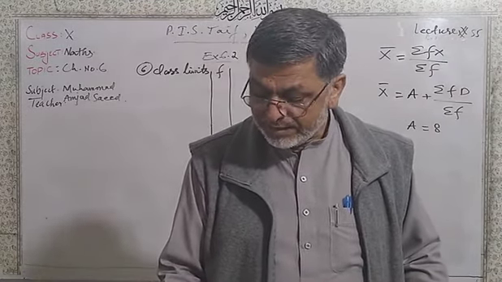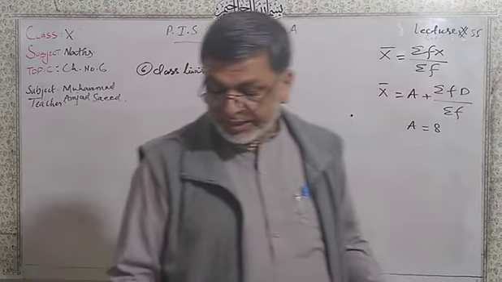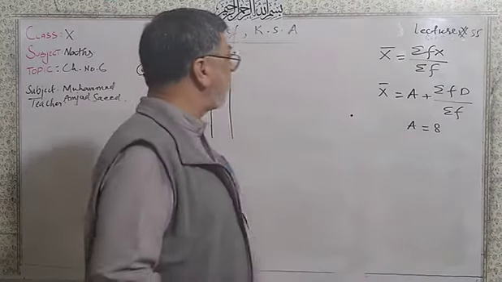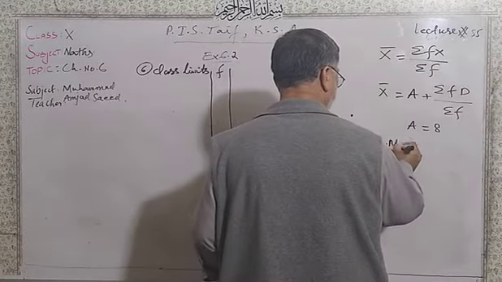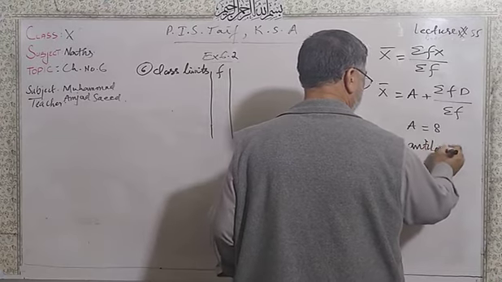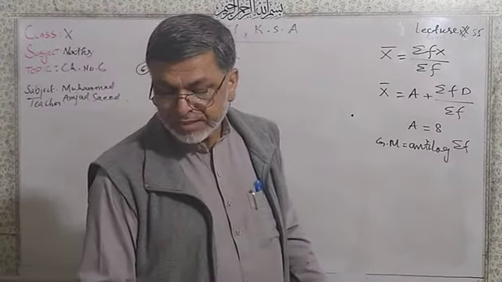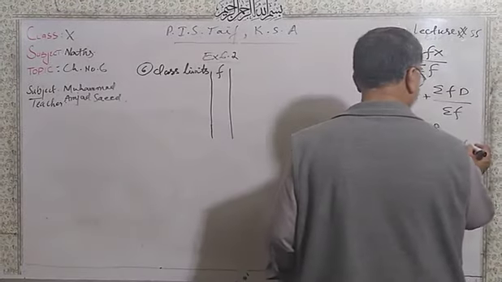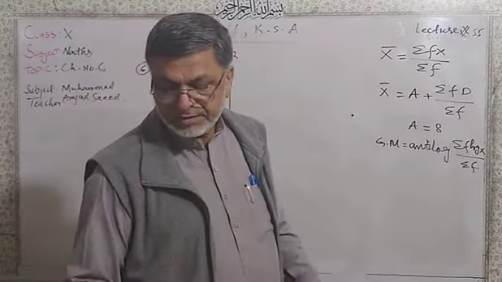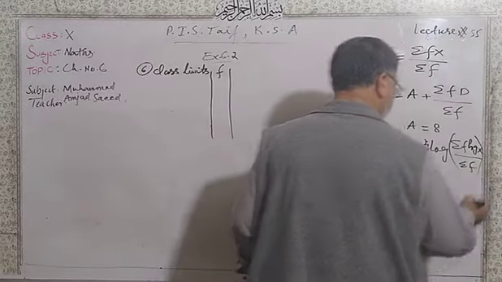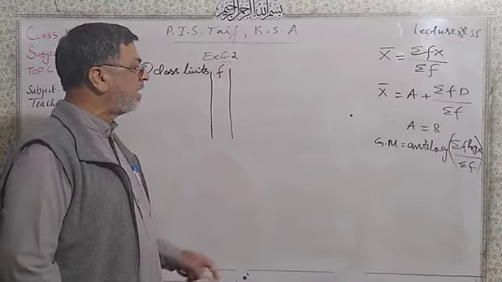And after that, we have to find geometric mean and harmonic mean. The formula of geometric mean is anti-log sigma F log X divided by sigma F. This is the formula for geometric mean, anti-log sigma F log X over sigma F.